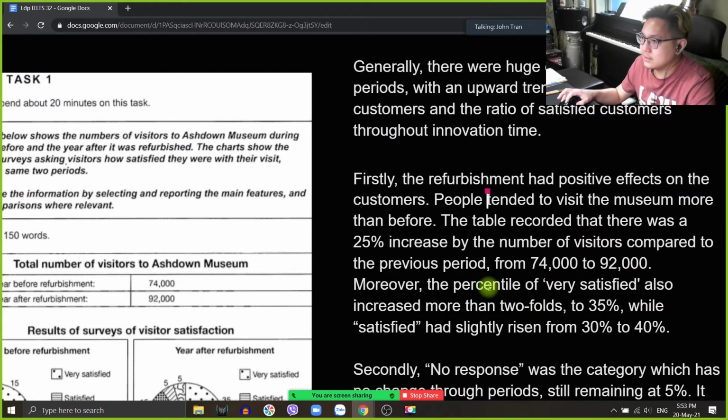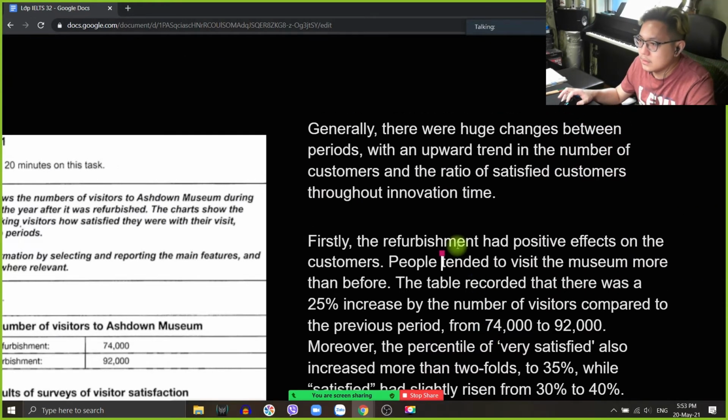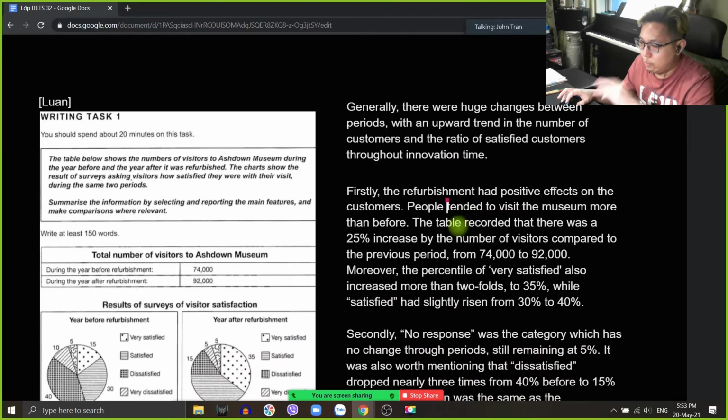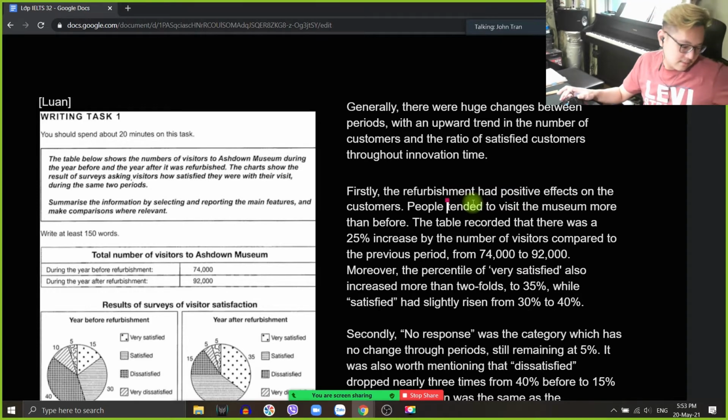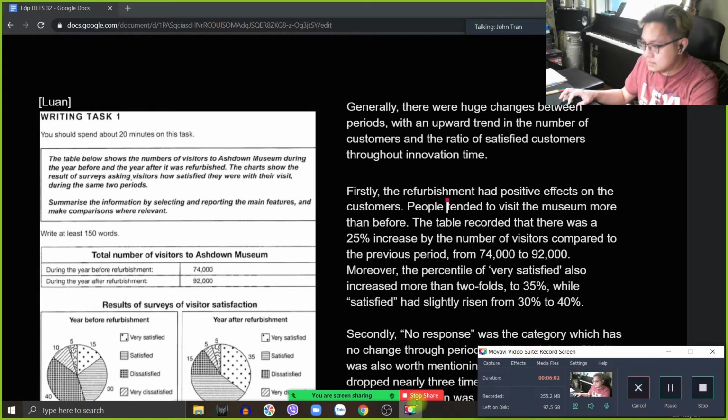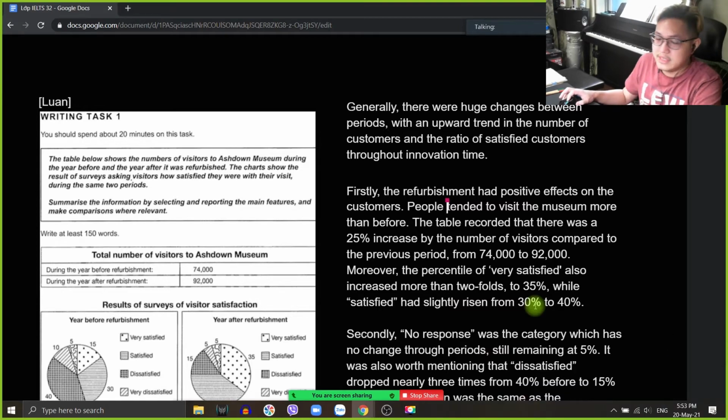Now, generally, there were... moment. I think this AC is killing me. I'm just moving this one a bit to the sides. Okay.